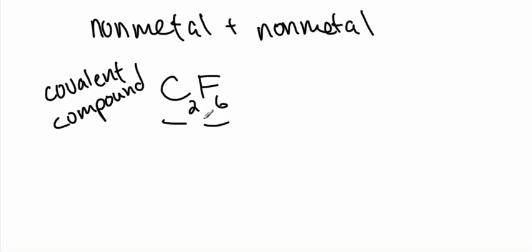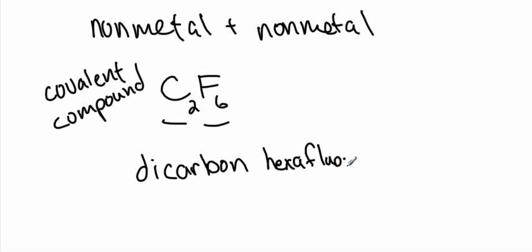So we have to name how many carbons we have, and we also have, in the name, also have to tell how many fluorines we have. So we have to say dicarbon, because we have 2, and then the second element we always put the "ide" ending. So we're going to have dicarbon hexafluoride. Hexa means 6, di means 2.